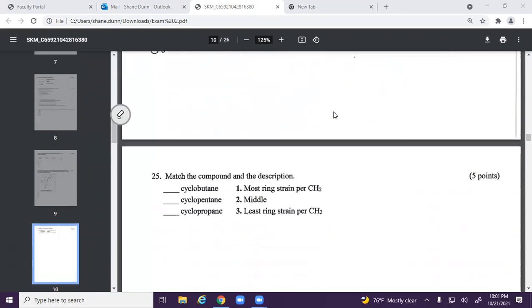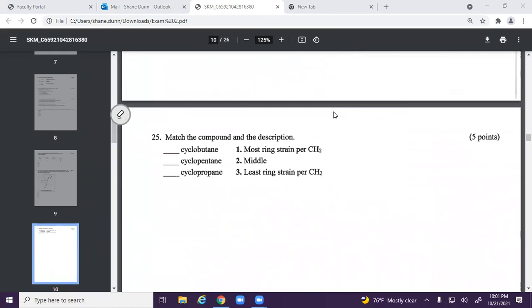Okay. Ring strain. The higher up you go, the less ring strain. The closer you are to cyclohexane, the less ring strain. So which one is the farthest away from cyclohexane? Propane, butane, or pentane? Propane. So that one has the most, and then butane would be in the middle, and this would be less. So 2, 3, 1. Does it make sense? Cool.